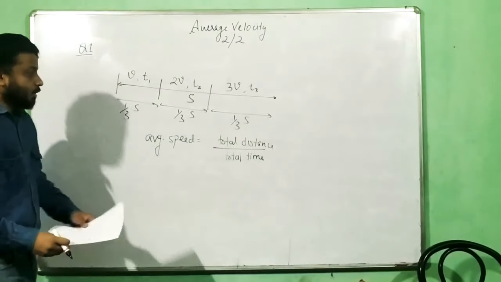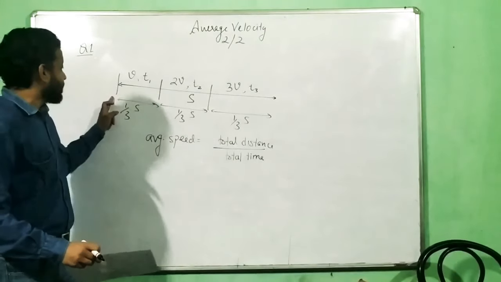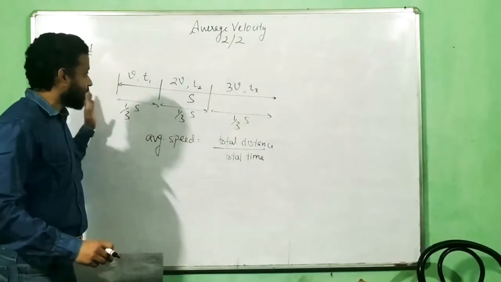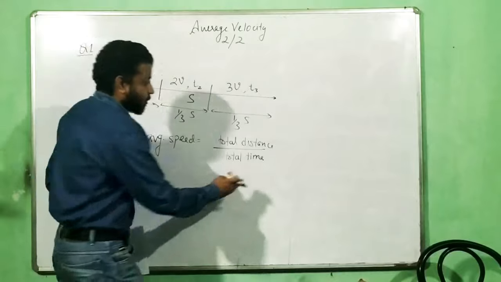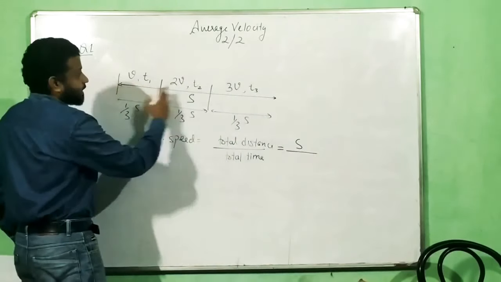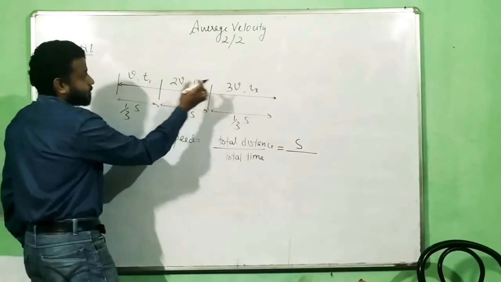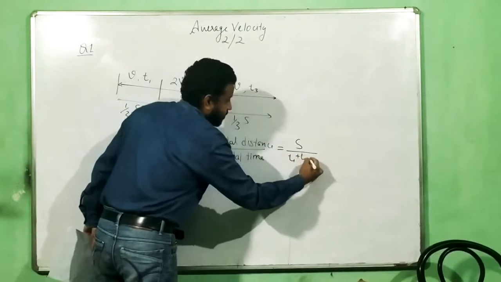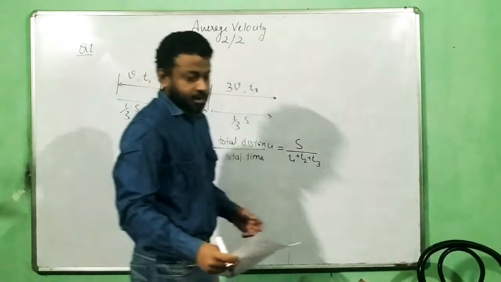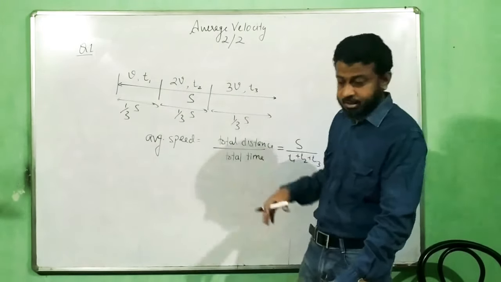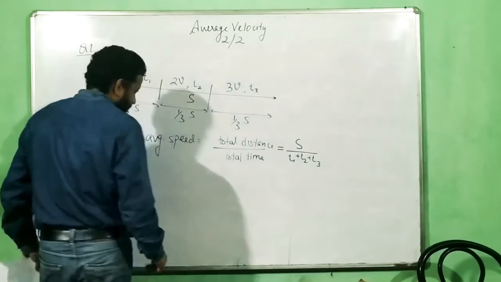Now total distance obviously will be from this to this. That is s by 3 plus s by 3 plus s by 3, and that entire thing is s. So the total distance is s, divided by total time, which is t1 plus t2 plus t3. If you can do this much, that means you have done half of the question. And drawing a schematic diagram for every question of physics is very essential, especially from class 11 onwards.